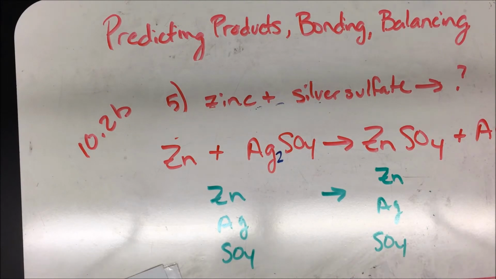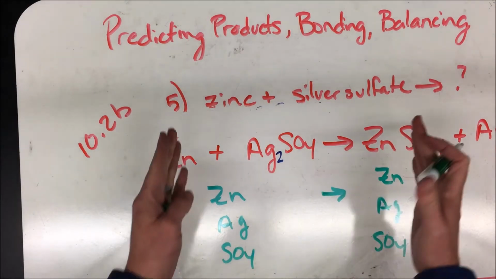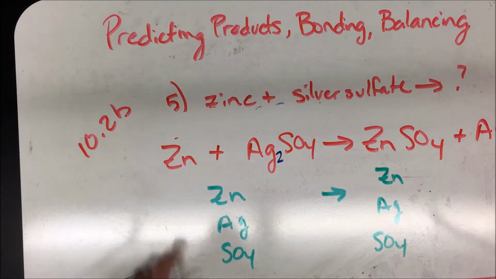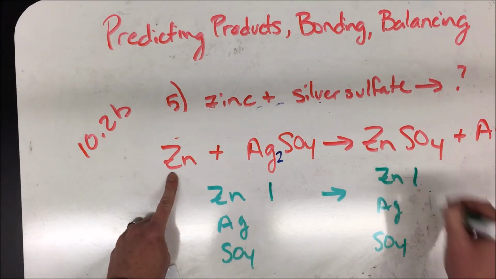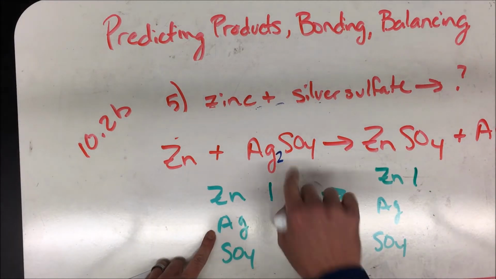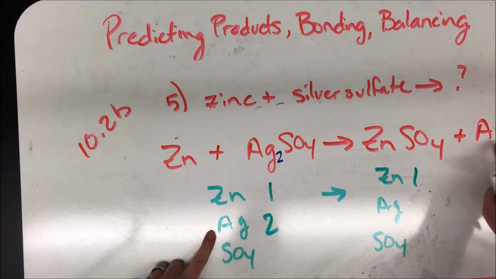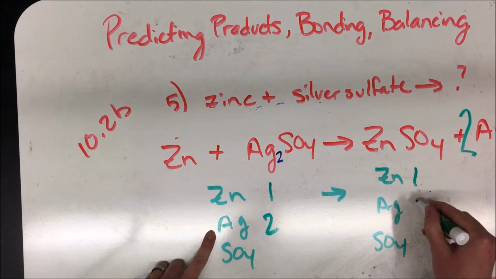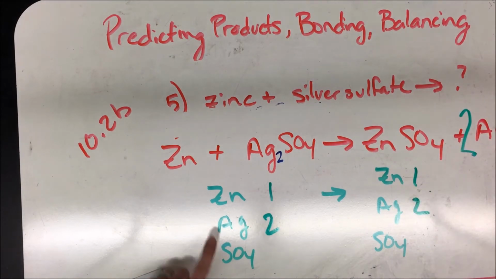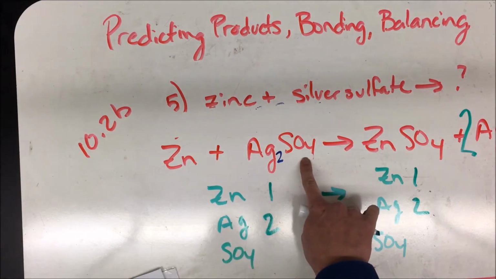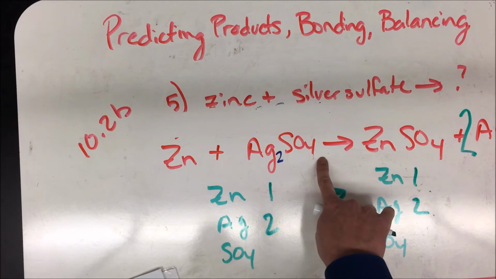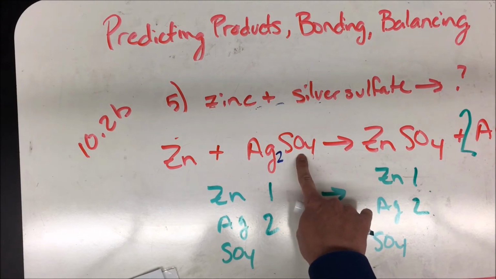Because of the law of conservation of matter, I ultimately have to have equal amounts. So 1 zinc on this side, 1 zinc on this side. 2 silvers on this side, 1 silver on this side. So I can actually pop a 2 in front of that, and that balances that out. 1 sulfate, there's 1 sulfate here. I know you see SO4 and you might just think there's 4. No, there are 4 oxygens.